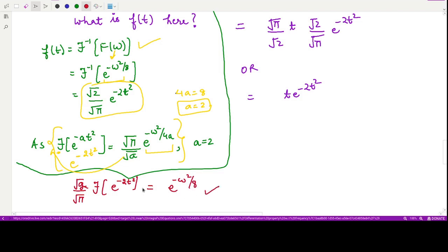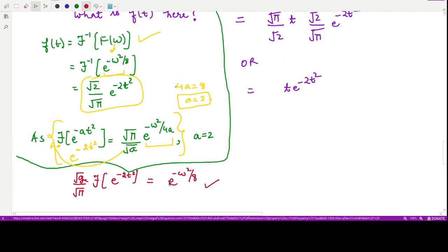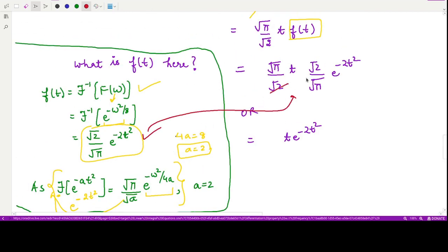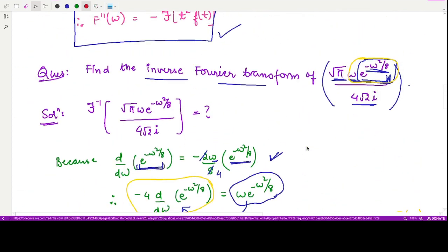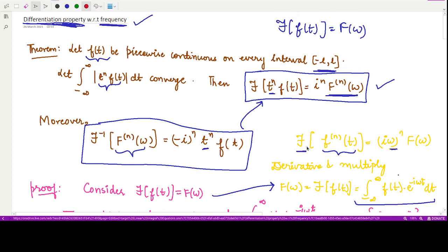So using this result, from here I can conclude that the inverse Fourier transform of this thing is equal to this function. So utilizing this value over here in the expression, you see we are left only with this term, which is t into e to the power minus 2t square. So this is the inverse Fourier transform of the given function, which we have solved by making use of this differentiation property.